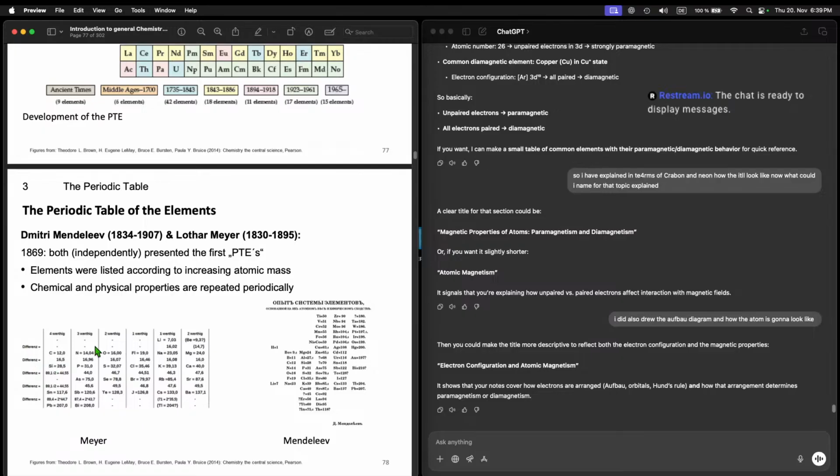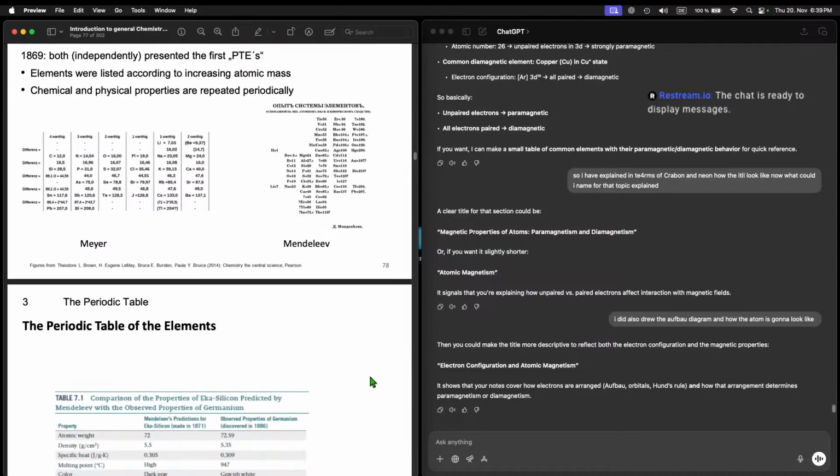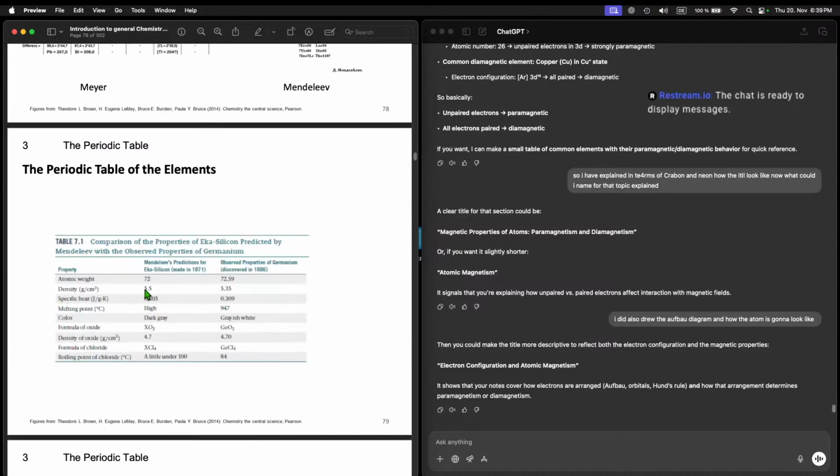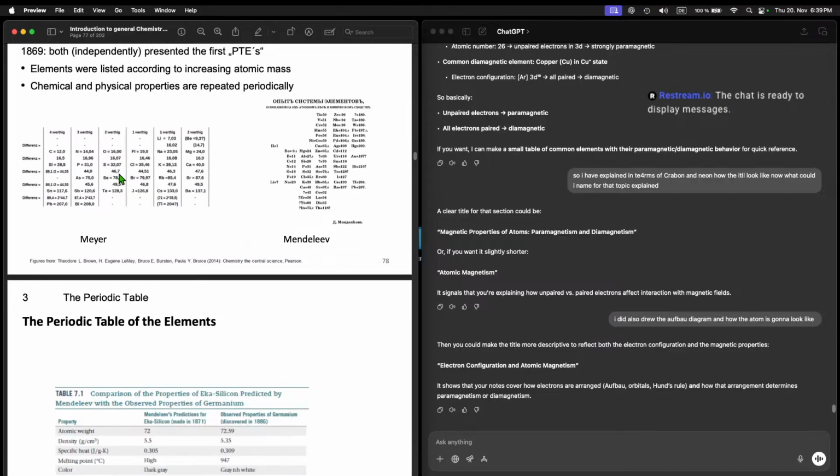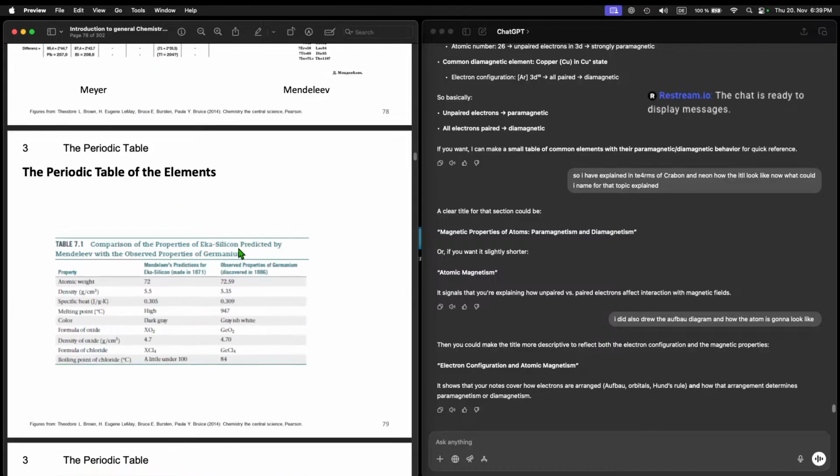Periodic table of elements, atomic comparison of the properties of ecosilicon. Oh, okay. This guy predicted, right? Ecosilicon predicted by Mendeleev with the observed properties of germanium. Let me just wash my hands, wash my eyes.